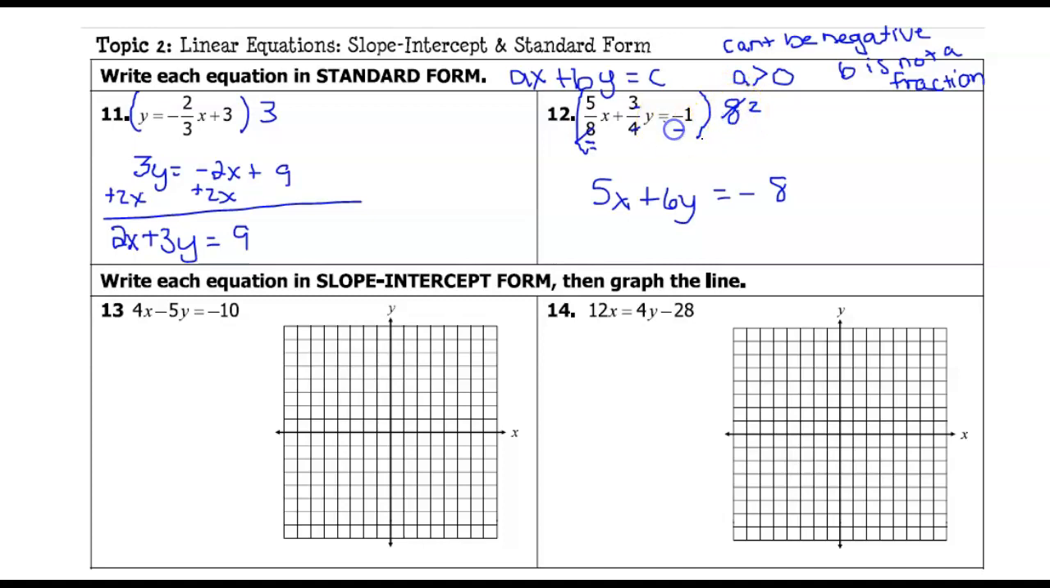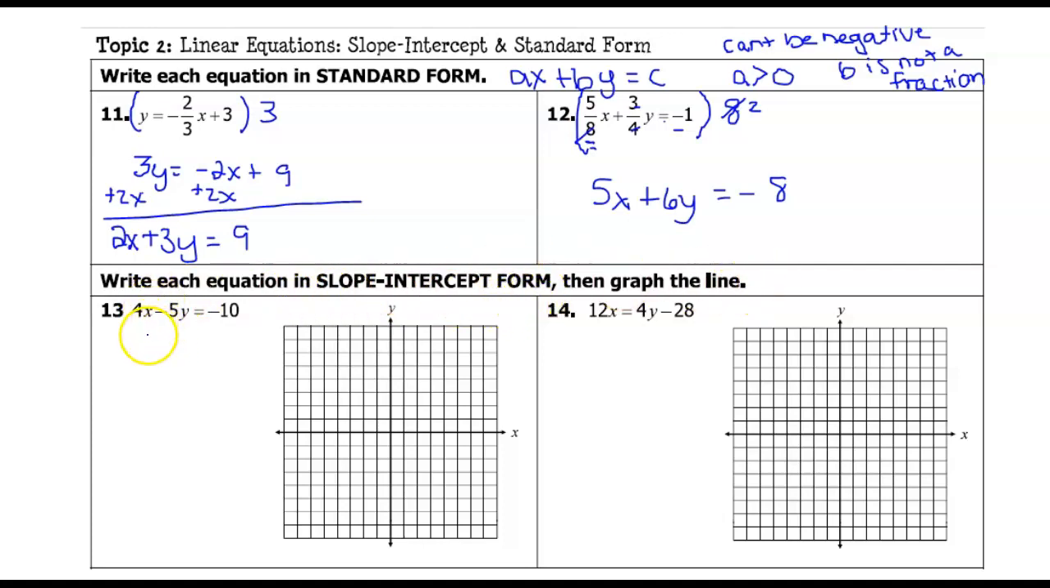We're still multiplying by 8. Now, I'm good to go. It's already in standard form. ax plus by equals -8. My 5 is positive. We're good. Let's go to the next one. Write each equation in slope-intercept form, then graph the line.